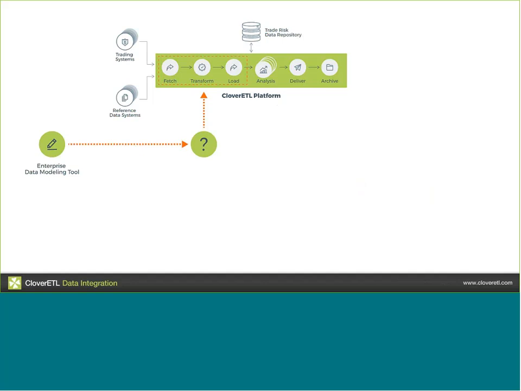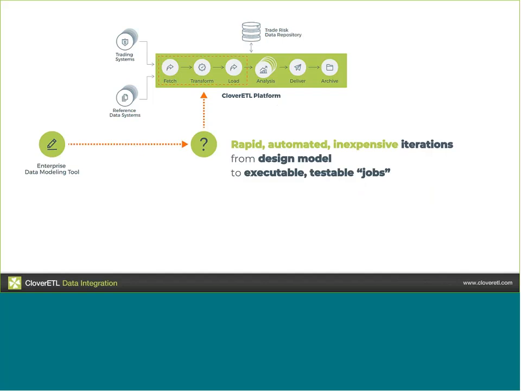What's interesting is they use IDA to do all their data modeling. They have an offshore team that produces data models, but they have a gap. How do they turn these data models into production quickly? That's where they start using Clover, not only to run the architecture, but also to transfer the models into executable and testable, what I call jobs, something that can run and can be used immediately.